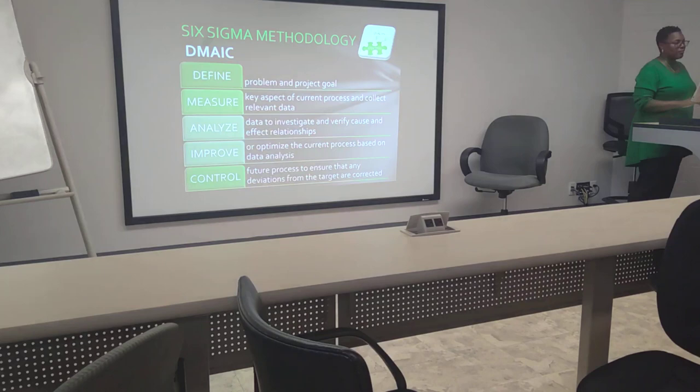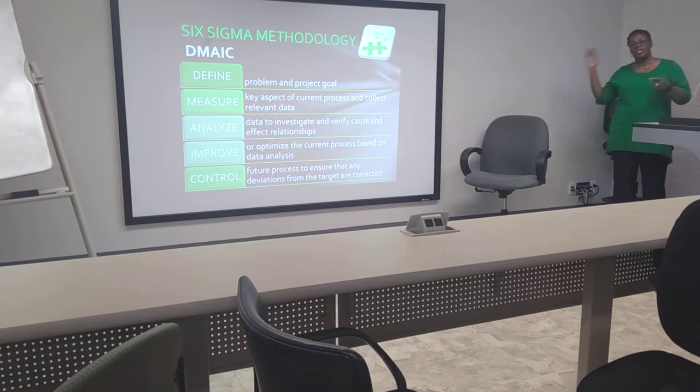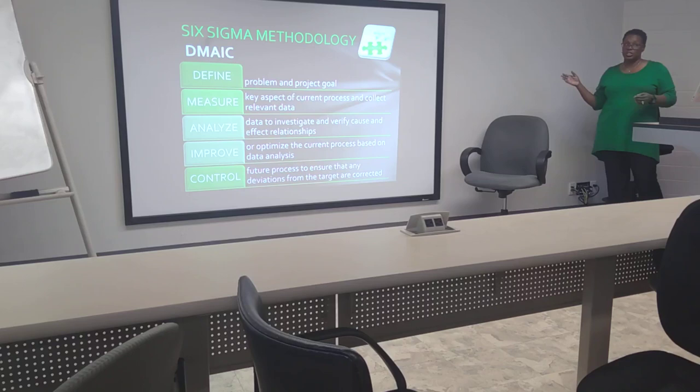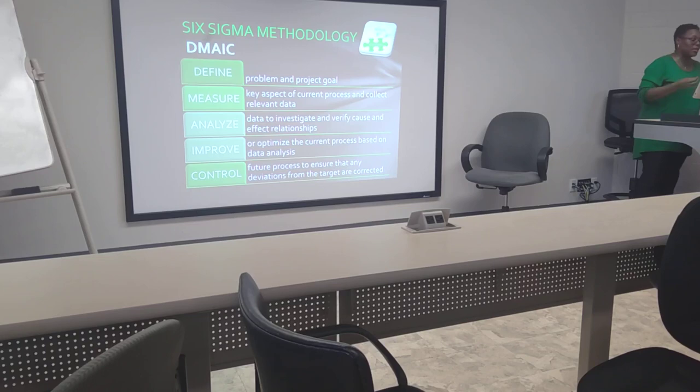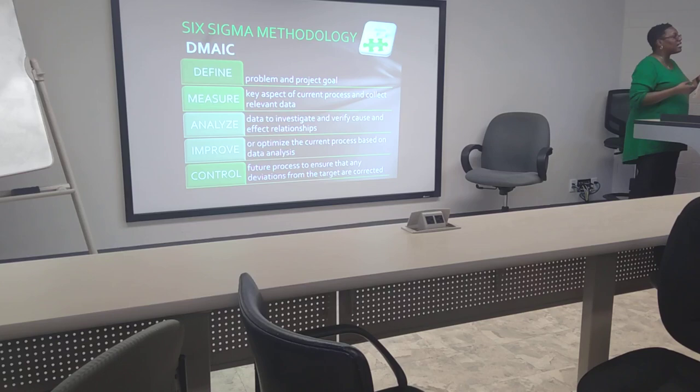All right? So this is the Six Sigma methodology. You will need to know this because you'll need to know the difference between the lean methodology and the Six Sigma methodology, all right? So they're very similar. The wording is just different. So you define the problem and the project goal, measure the key aspects of the current process and collect the relevant data, analyze the data to investigate and verify the cause and effect relationships, improve or optimize the current process based on data analysis, and then control the future process to ensure that any deviations from the target are corrected, okay?